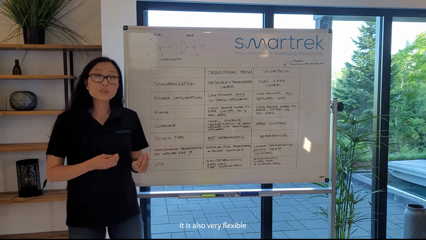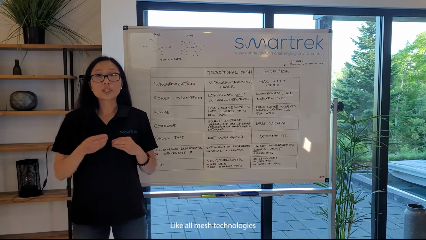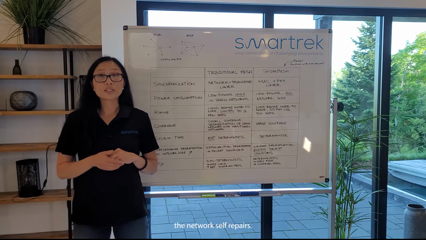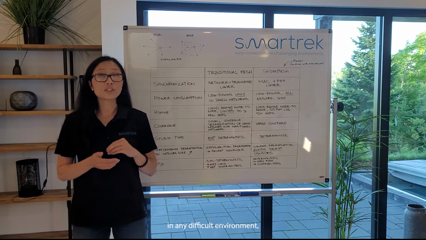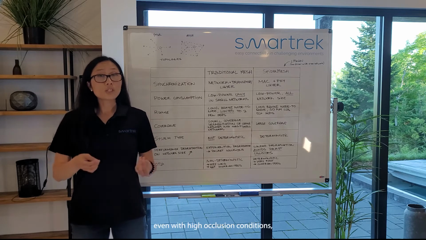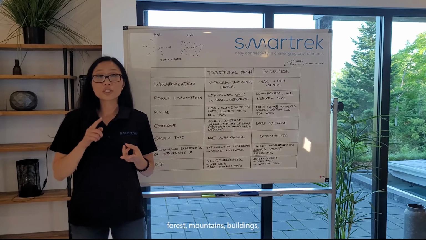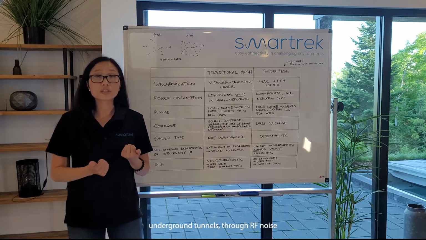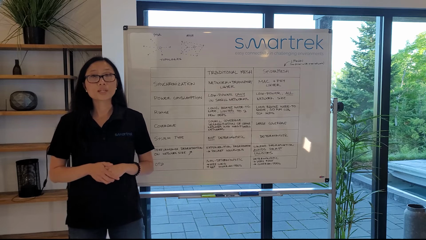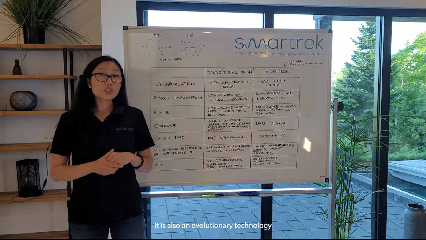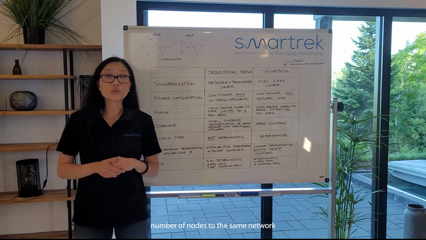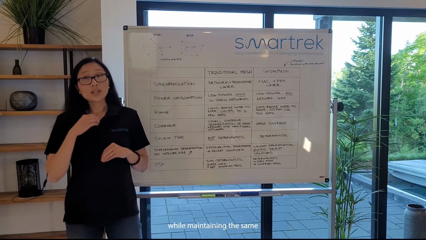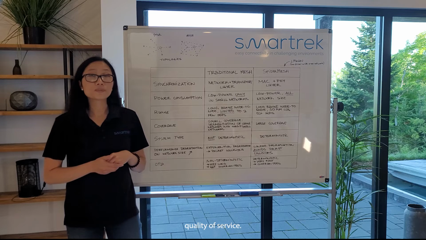It's also very flexible, so like all mesh technologies, the network self-repairs. This gives a very high reliability and guaranteed quality of service in any difficult environment, even with high occlusion conditions, forests, mountains, buildings, underground tunnels, or through RF noise. It is also an evolutionary technology, so we can add a virtually unlimited number of nodes to the same network while maintaining the same quality of service.